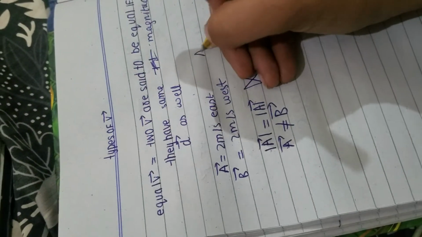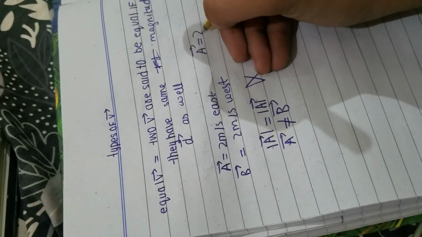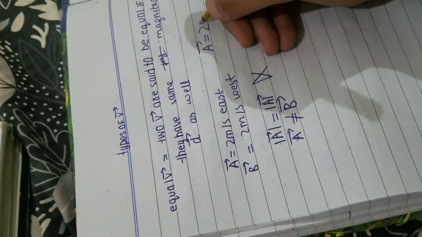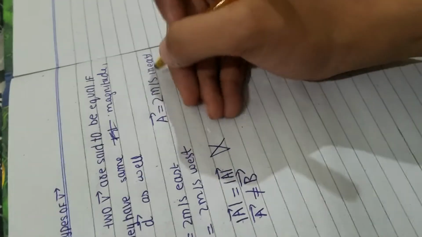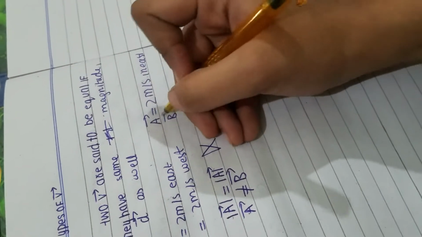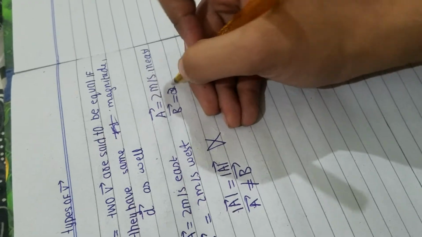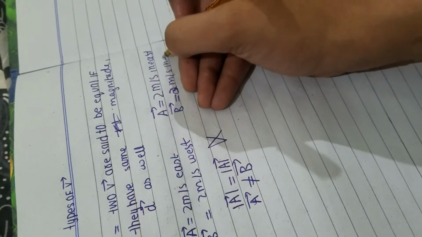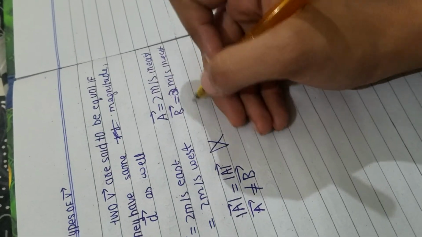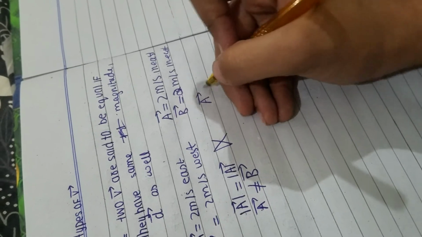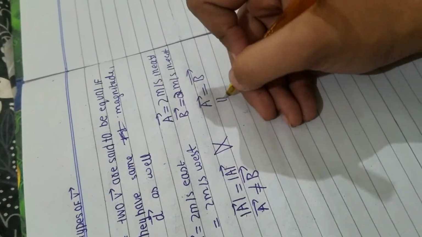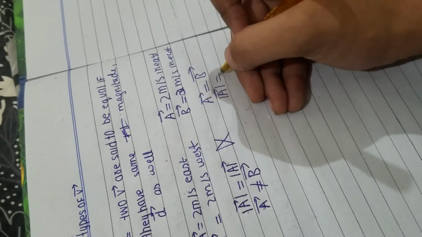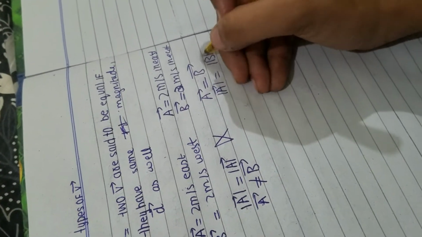We have one more example: a vector is equal to 2 meter per second in east, and yet again b vector is equal to 2 meter per second in east. So now we can say that a vector is equal to b vector, which means direction is same, as well as magnitude of a vector is equal to the magnitude of b vector.